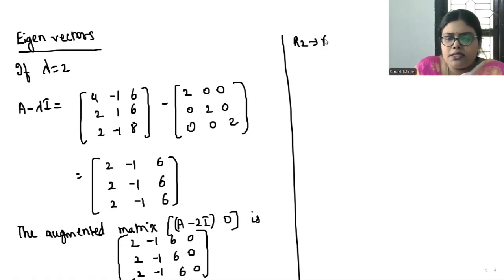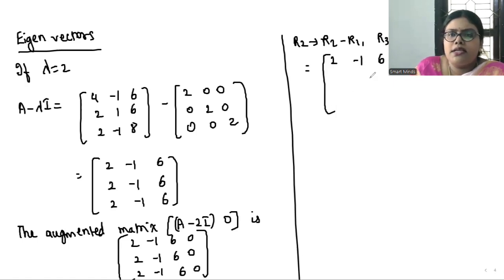So R2 is R2 minus R1. R3 is R3 minus R2. So that is [2, -1, 6 | 0], [0, 0, 0 | 0], [0, 0, 0 | 0].